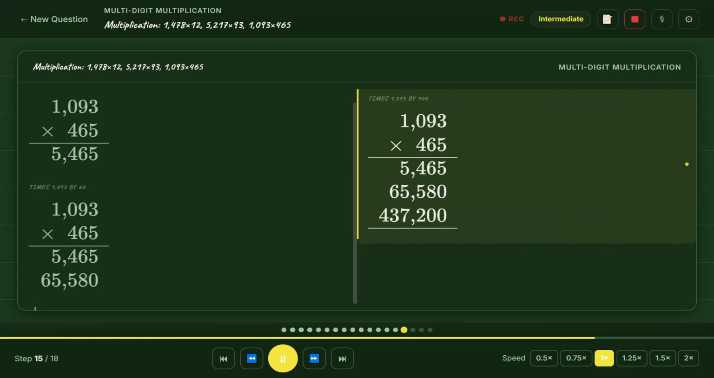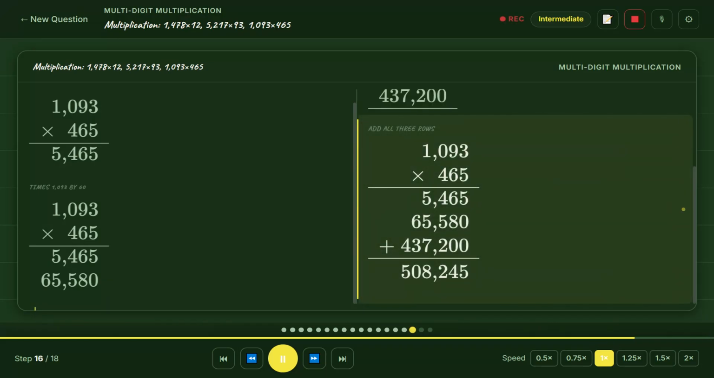Now times 1093 by 4 in the hundreds place. Put 2 zeros first because 4 is in the hundreds place. 3 times 4 is 12, carry 1. 9 times 4 is 36, plus 1 is 37, carry 3. 0 times 4 is 0, plus 3 is 3. 1 times 4 is 4. We get 437,200.